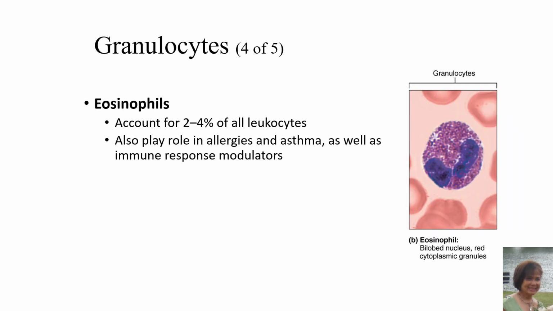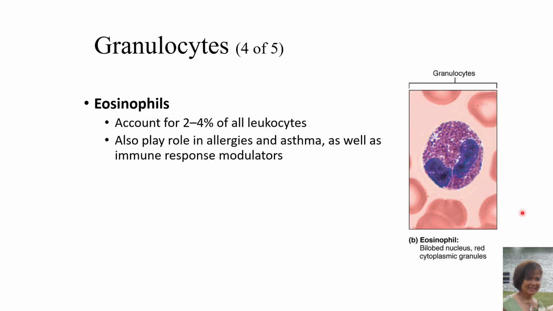Then you have my beautiful eosinophil. They account only for an average of about 3% of all leukocytes. Their nucleus is usually lobed, and they have red cytoplasmic granules. They resemble earmuffs. Earmuffs with a very nice red dotted hat.